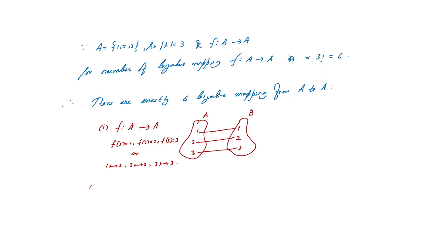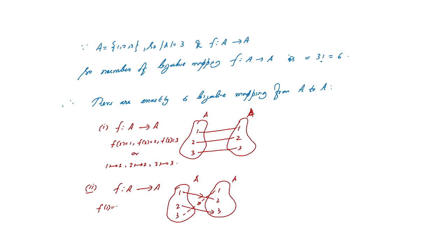Now the second bijective map. This is A and this is also A. So 1, 2, 3 and 1, 2, 3. So 1 goes to 2, 2 goes to 3, and 3 goes to 1. This is the second bijective mapping.